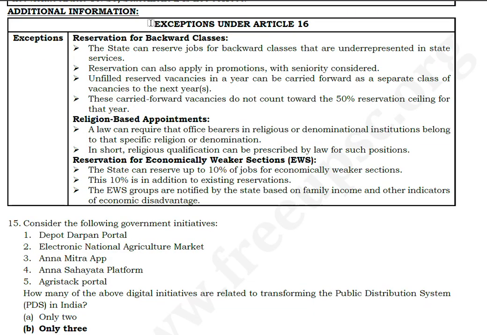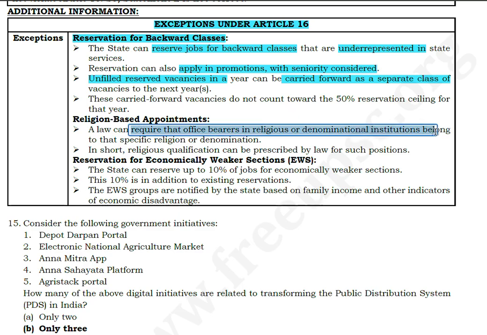Now, additional information. Exceptions under Article 16. Exception: reservation for backward classes. The state can reserve jobs for backward classes that are underrepresented in state services. Reservation can also apply in promotions with seniority considered. Unfilled reserved vacancies in a year can be carried forward as a separate class of vacancies to the next year. These carried forward vacancies do not count toward the 50% reservation ceiling for that year. Religion-based appointments: a law can require that office bearers in religious or denominational institutions belong to that specific religion or denomination. In short, religious qualification can be prescribed by law for such positions.